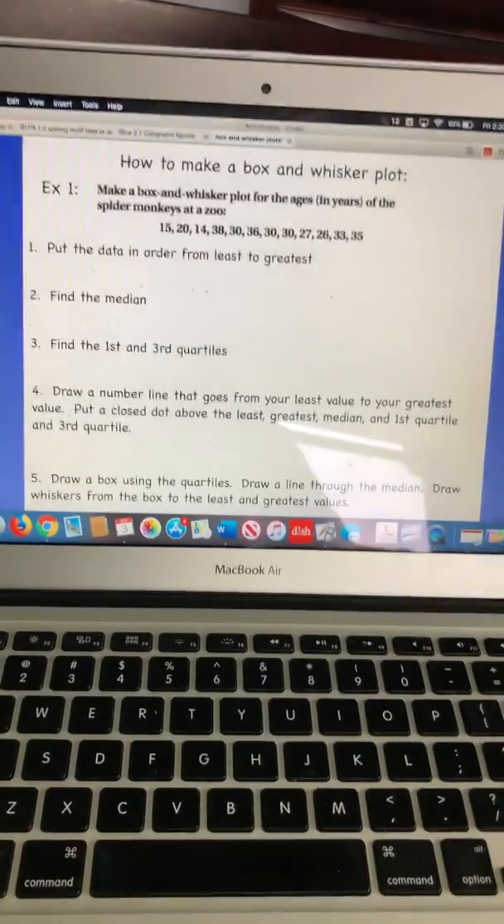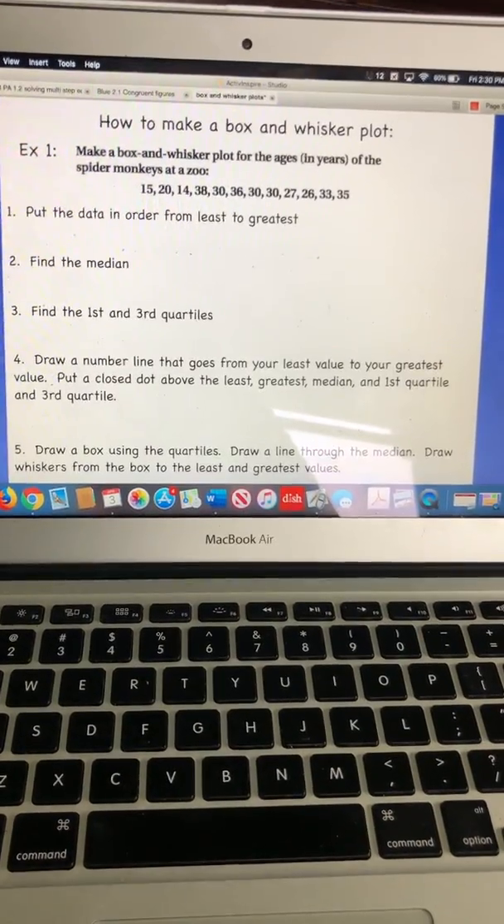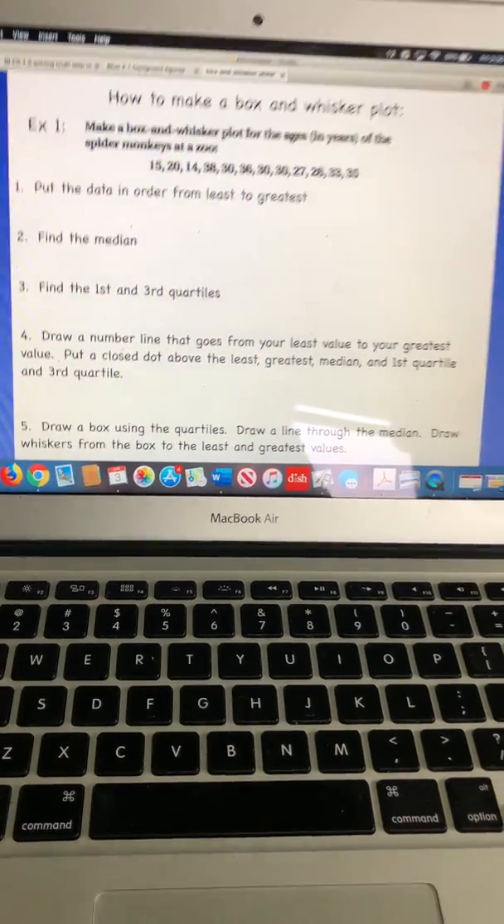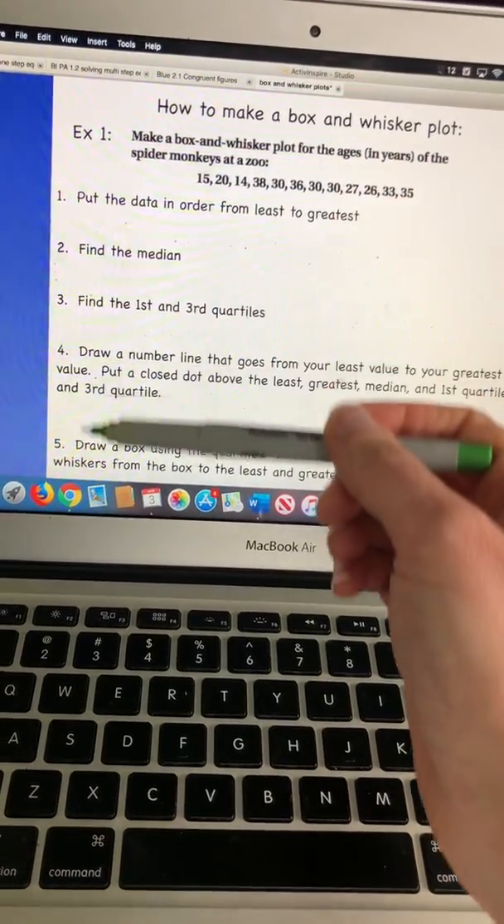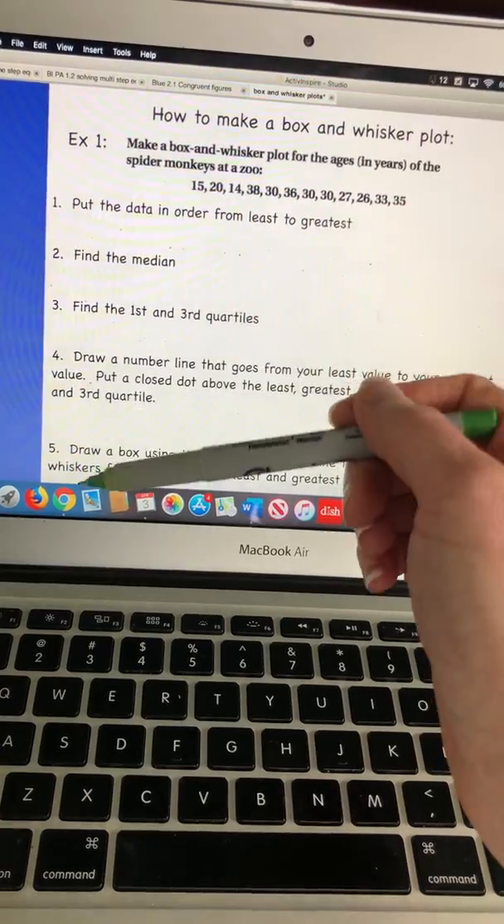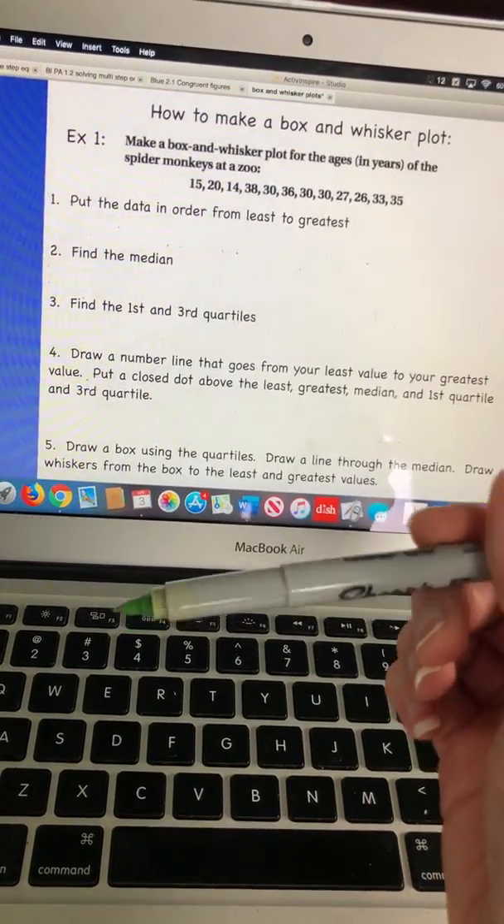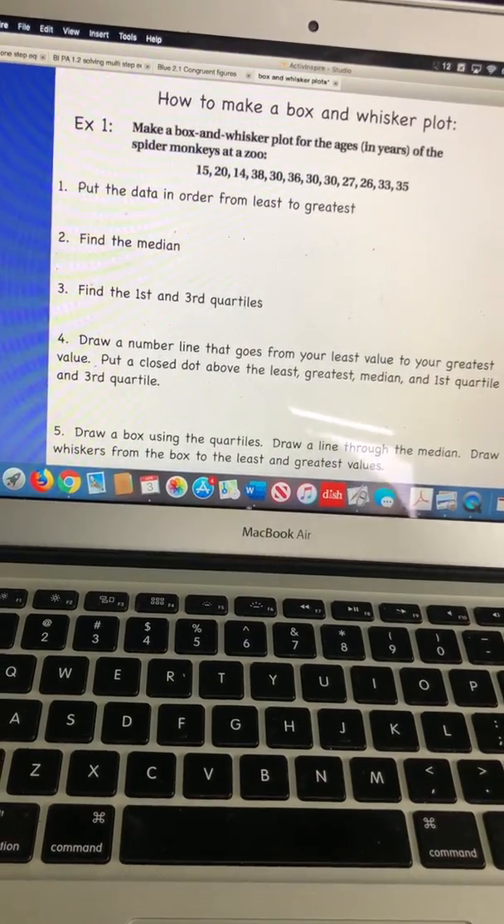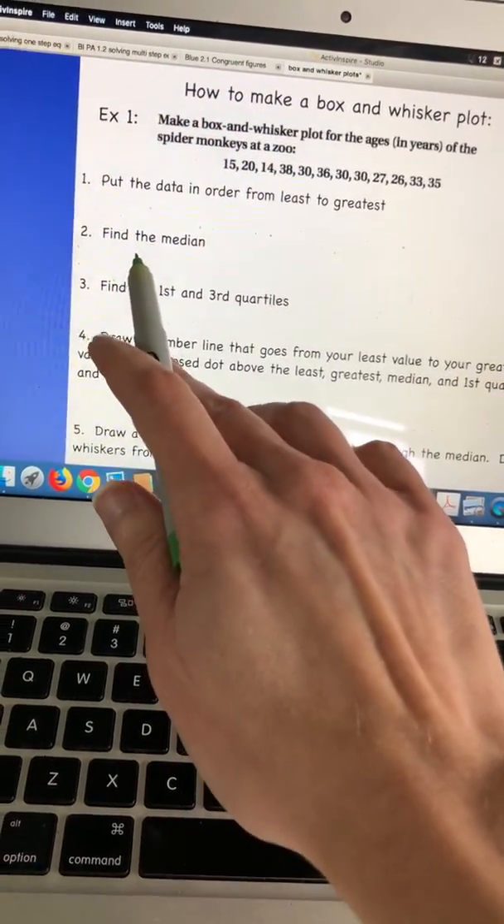Okay, so if we scroll back up here without making you guys sick, it says make a box and whisker plot for the ages and years of the spider monkeys at the zoo. I have here what order you guys should be doing this in. This is the steps to make a box and whisker plot. Okay, step one, very important. Put that data in order from least to greatest, just like you would to find the median, because look what step two is. Find the median.